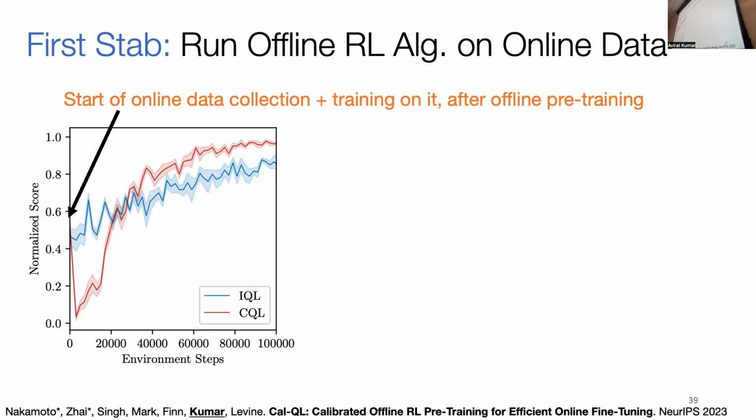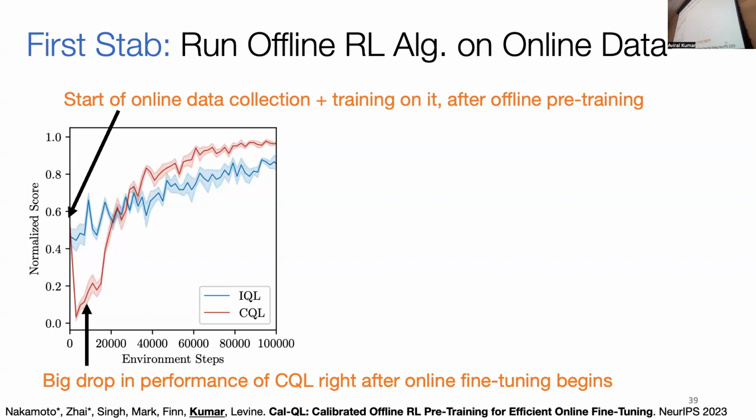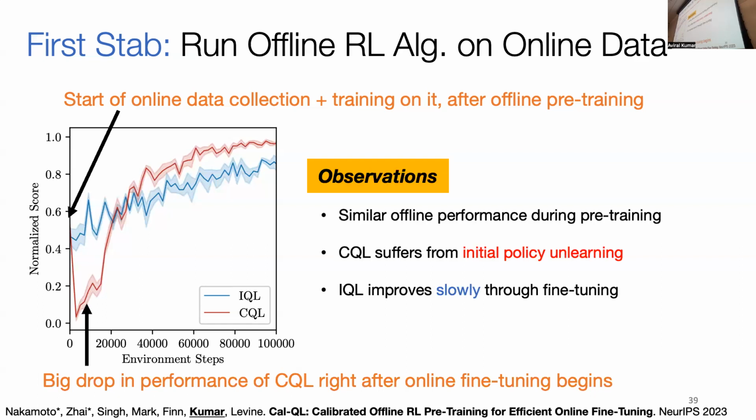So what you can see clearly is that there are 2 things happening here. First, with CQL, or conservative Q learning, you see there's a big dip in performance right when fine-tuning begins. Your model initially was getting 0.5 roughly. It ended up suffering a big dip and then recovers back to get an overall improvement eventually. Whereas with IQL, you find that the improvement is consistent, but it's much slower. It does not have a high slope. It's like a lower slope than CQL eventually.